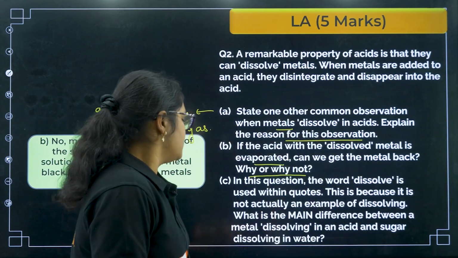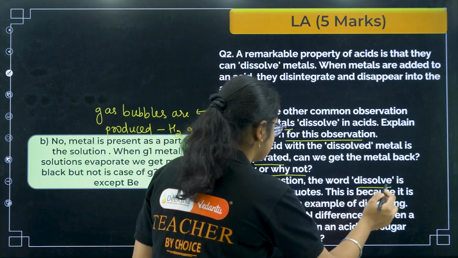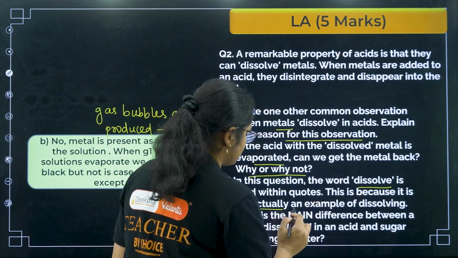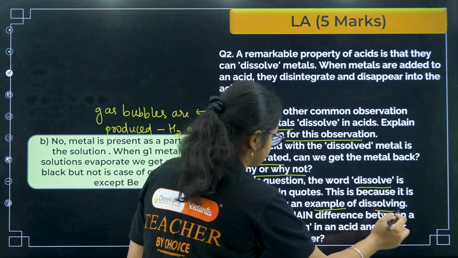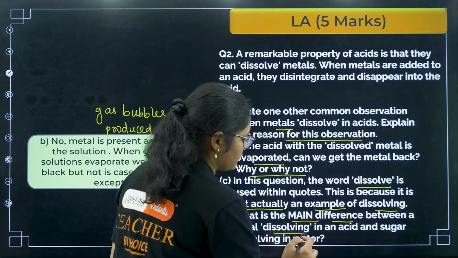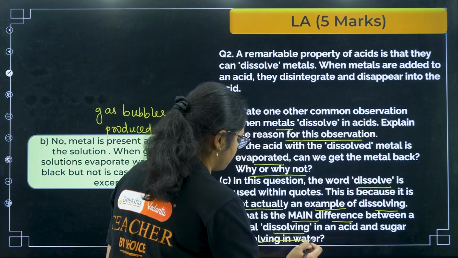Next, in this question the word dissolve is used within quotes. This is because it is not actually an example of dissolving. What is the main difference between a metal dissolving in an acid and a sugar dissolving in water?